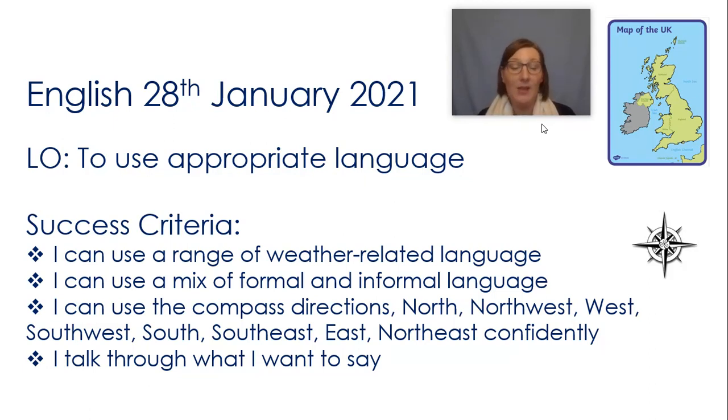So things like sunny spells, heavy downpours, showers, thunder, cloud, partially cloudy, sunny, sunshine. So it's making sure and thinking about those weather symbols that we have used on the map and how we can use that in our language, okay? How we can say those words. Using a mix of formal and informal language.